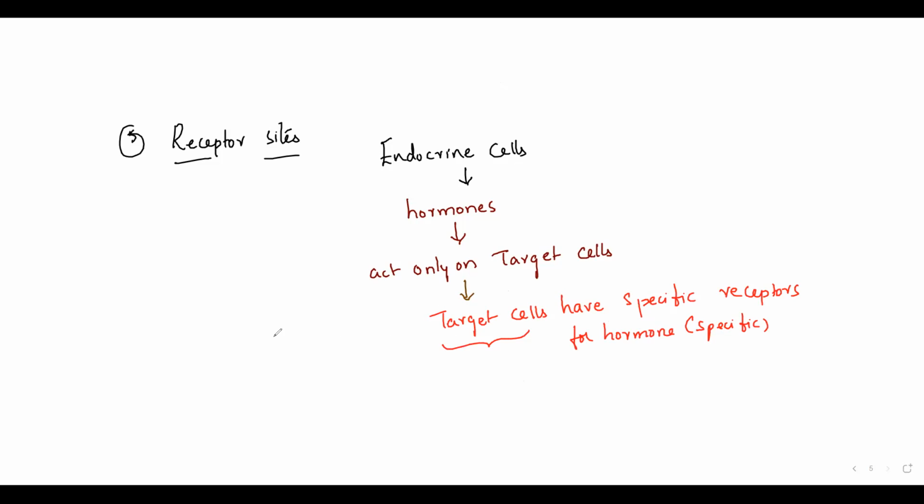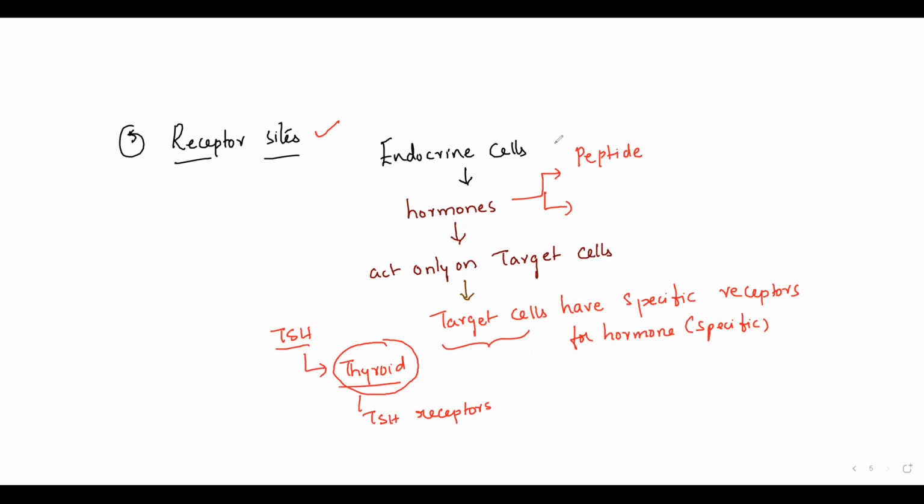For example, thyroid stimulating hormone is going to act only on the thyroid but not any other gland, because of receptors. The thyroid gland is going to have the receptors for the TSH. So they have the thyroid stimulating hormone receptors here, due to which they act only on the thyroid gland. So these are the receptor sites we are going to have. And we all know that, children, there are two different types of hormones that we have. One is the peptide hormones, and the next category is the steroid hormones.